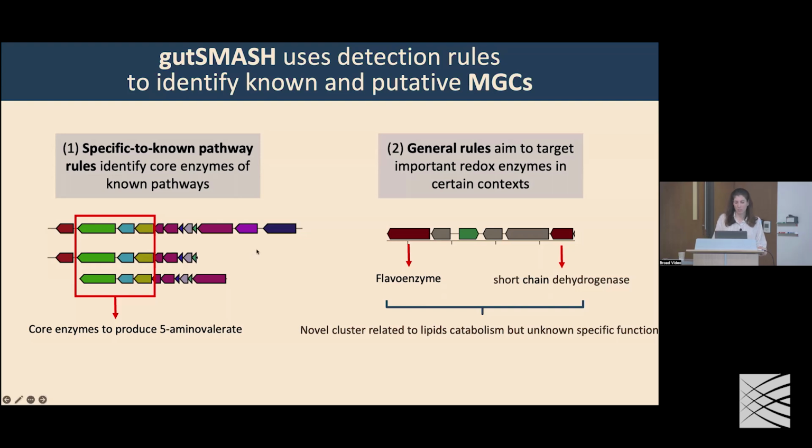And then we have the general rules that aim to target important redox enzymes in certain contexts that seem to be relevant. This could be, for example, a flavoenzyme, which is found together with a short chain dehydrogenase. This could be, for example, a novel cluster related to lipid catabolism, but of course, the specific function is yet unknown.